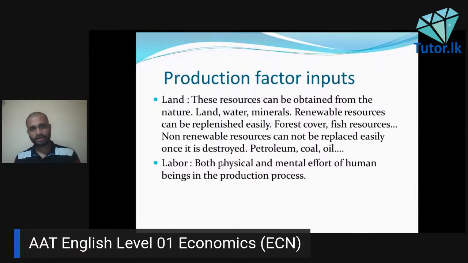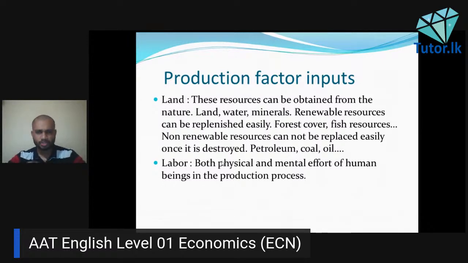So if you take land, this is the first factor of production that companies require. The definition is that these resources can be obtained from nature. These are the inputs which will come from nature. As an example, you can take land, water, and minerals. Land is available in nature, water is available in nature, and minerals also are available in nature.